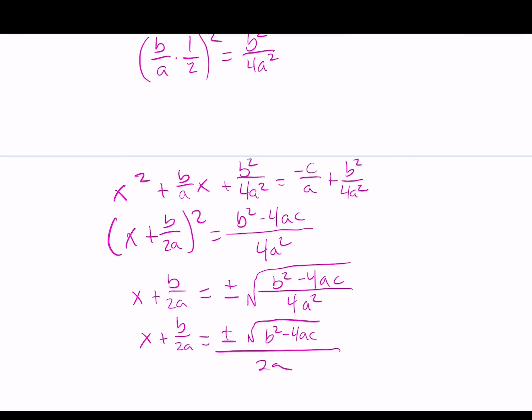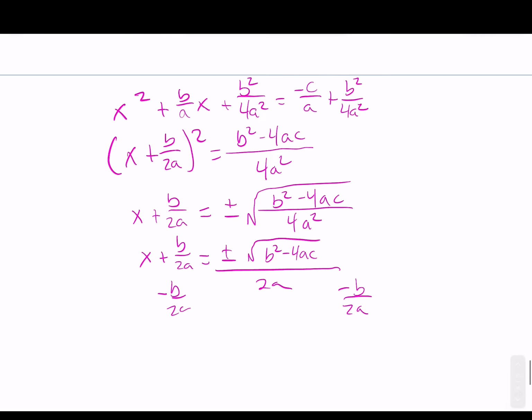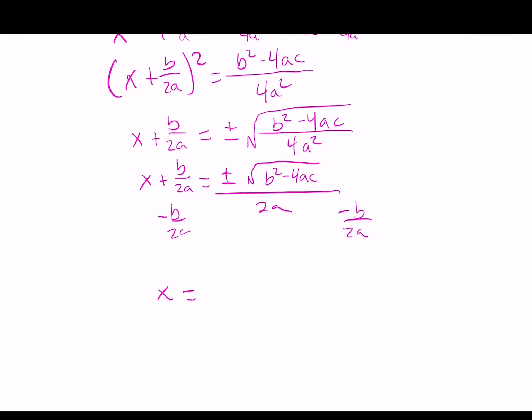So what can we do now? We'll subtract b over 2a from both sides, and x is equal to negative b over 2a plus or minus the square root of b squared minus 4ac all over 2a.